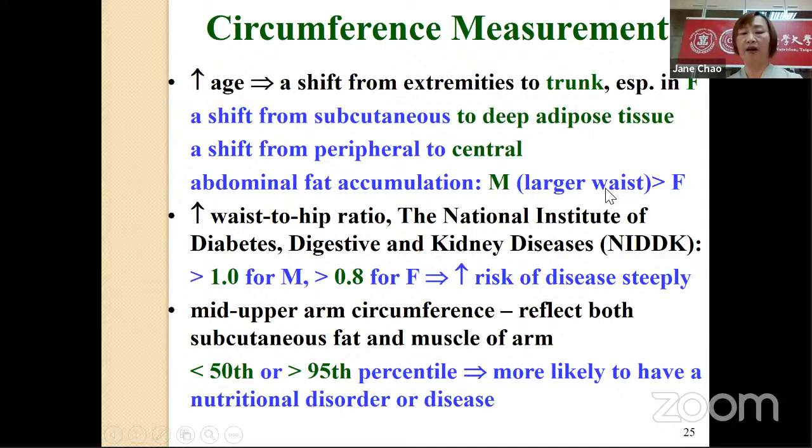If you increase waist to hip ratio, you also increase disease risk. If the waist to hip ratio is larger than 1.0 for men or larger than 0.8 for females, that means increased disease risk dramatically. And midarm circumference, I just mentioned, is one of the indicators for malnutrition. And it can reflect both subcutaneous fat and muscle of the arm. If midarm circumference is less than the 50th percentile or greater than the 95th percentile, that is more likely to indicate a nutritional disorder or disease.